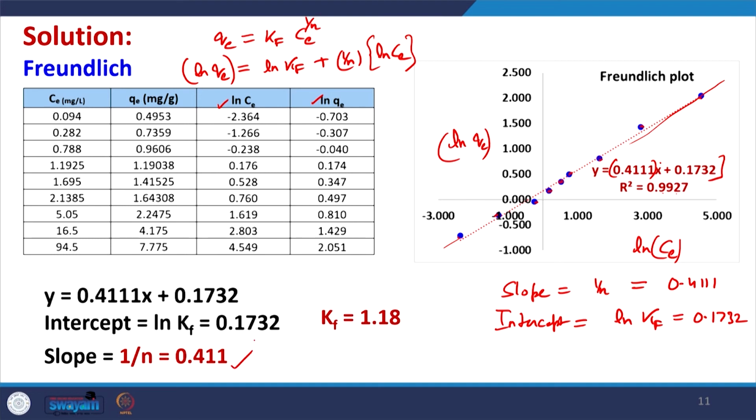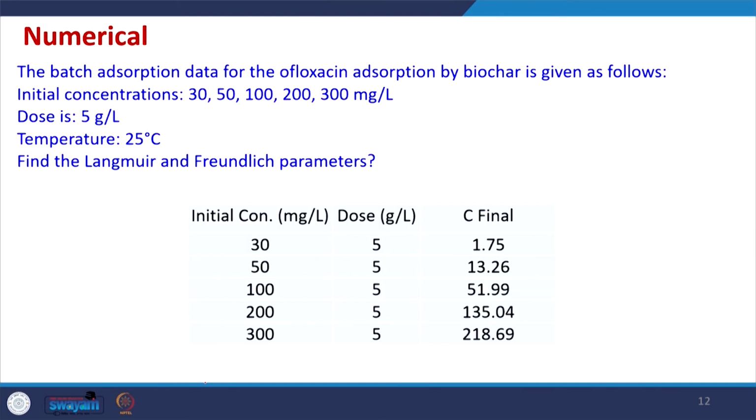The slope is equal to 1 by n, which is 0.411, and the intercept is this. So, from this we can find out the Kf value. Through this we can find out both the parameters, Kf and 1 by n. Similarly, there is another equation which is given here.